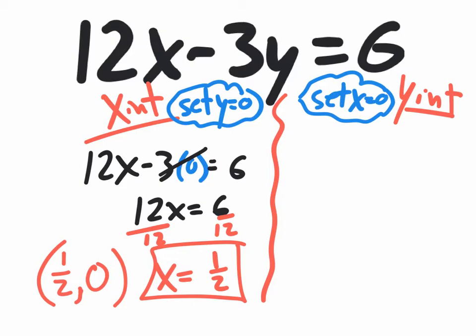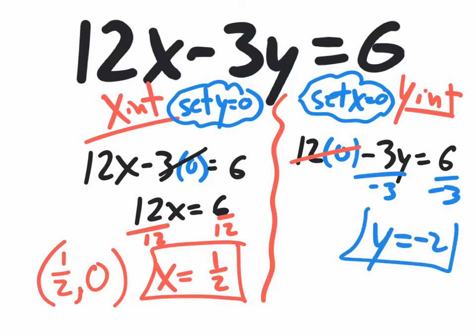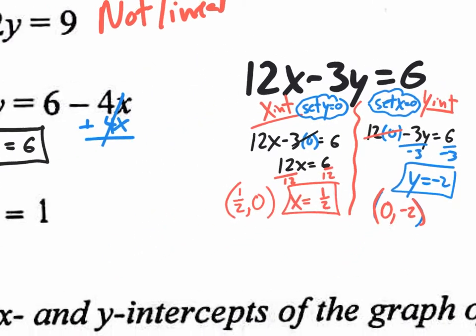For the y-intercept, you must set x equal to 0. So it's going to be 12 times 0 minus 3y equals 6. And 12 times 0 is 0. So let's just solve what we have right here. You want to get rid of that negative 3 in front of the y. You're going to have to divide by negative 3. So you're going to have y equals negative 2. That's your y-intercept. As a coordinate, let me write it in red here. As a coordinate, it's going to be x being 0 and y being negative 2. So that's how you find the x and the y-intercept of that particular problem, number 2.